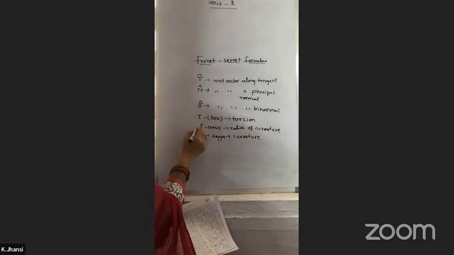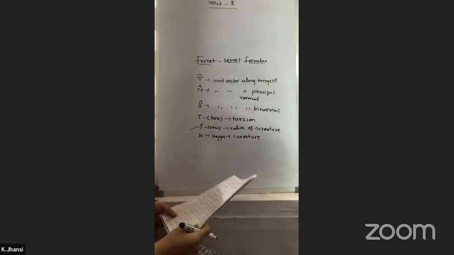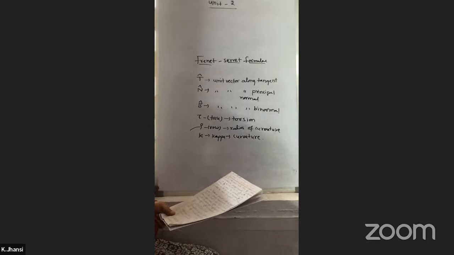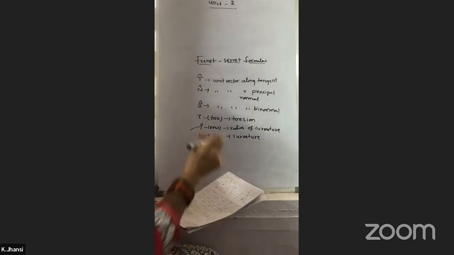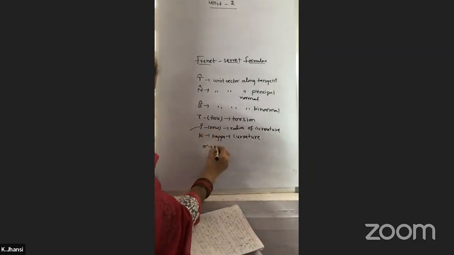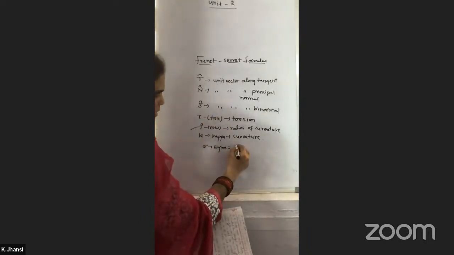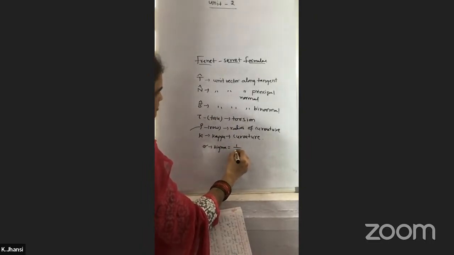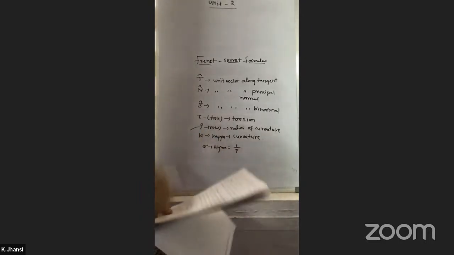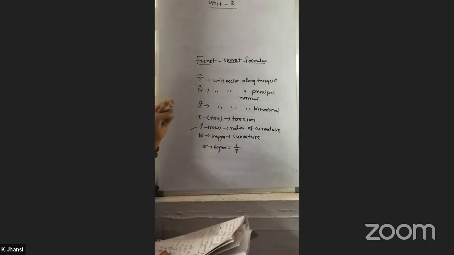Okay. And here this is the radius of curvature. After that you have sigma. This is sigma. And the sigma value is equal to 1 by torsion. So these are the identities which we are using in the Frenet-Serret formula.